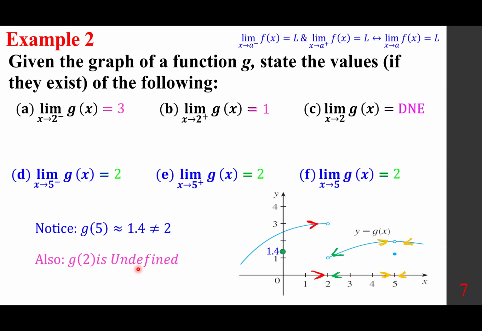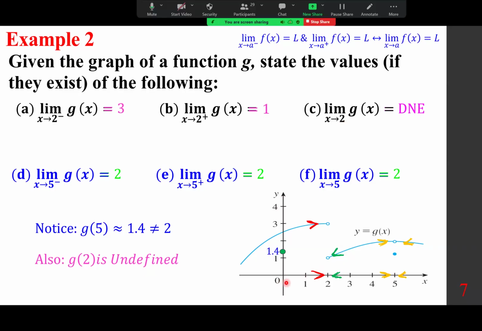So a quick recap. When x approaches 2 from the left, we are moving towards this point, which gives us 3. From the right, we are moving this way, which gives us 1. The two are different, so the limit doesn't exist.